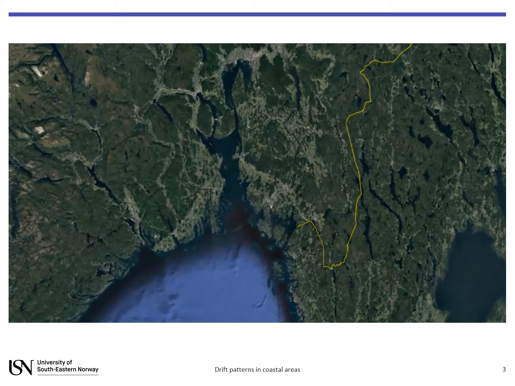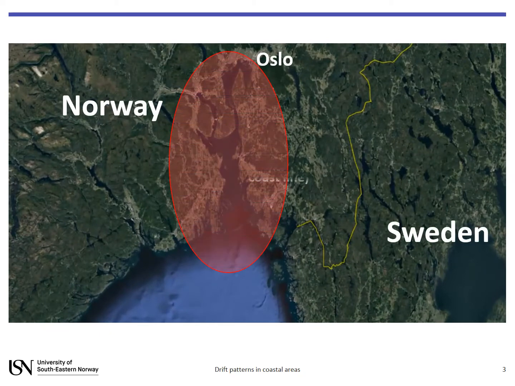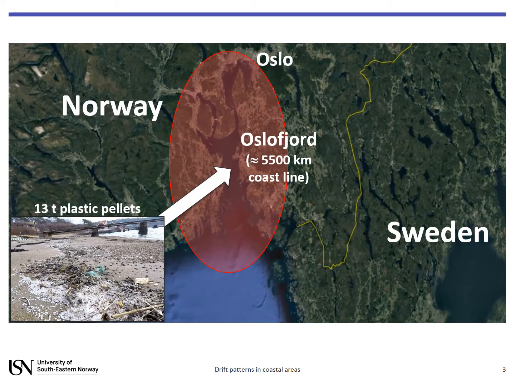I would like to take you to Norway and the Oslofjorden. The Oslofjord is located in the southern part of Norway, with the capital Oslo in the innermost part of the fjord. Recently, 13 tons of plastic pellets were lost during transit and is now polluting our coastline.